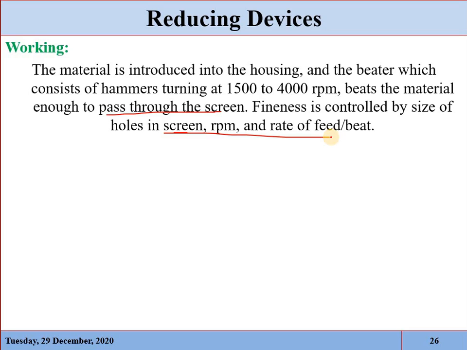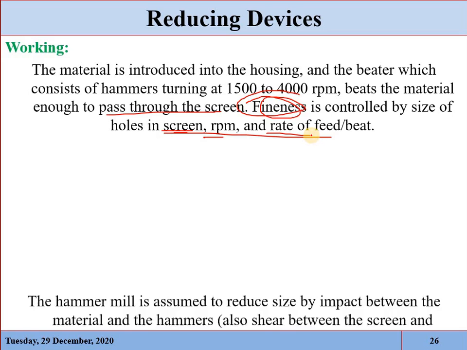Remember, these are the three parameters through which we can control the fineness. Suppose you require a fine reduced product, then the screen size will be reduced, the revolutions per minute will be increased, and the rate of feeding will be decreased so that the product is hit many times.